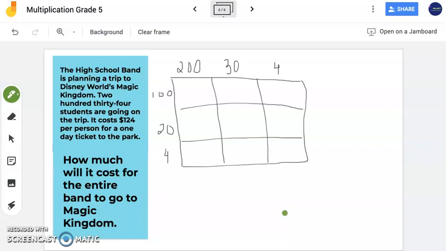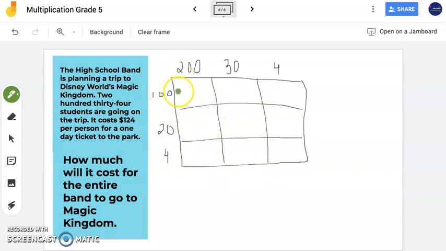Now, what we're doing here, I did set up partial products, and what I drew was a 3 by 3 square. My goal here is to first write 234 in expanded form. I have my hundreds, my tens, my ones. I also have 124 on this side written in expanded form. I have my hundreds, my tens, and my ones. My goal here is now to fill in these missing pieces.